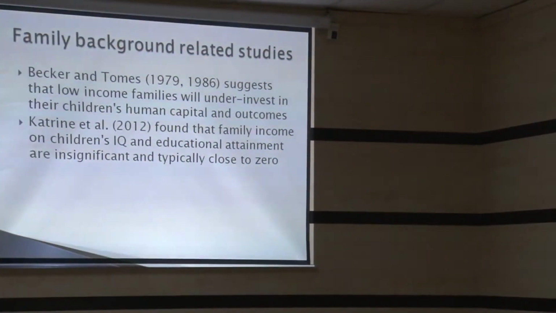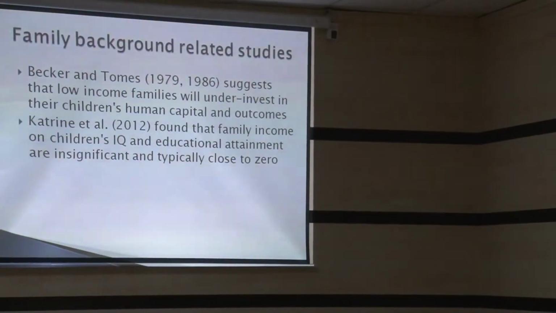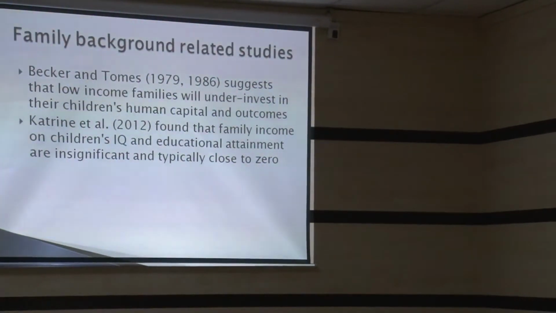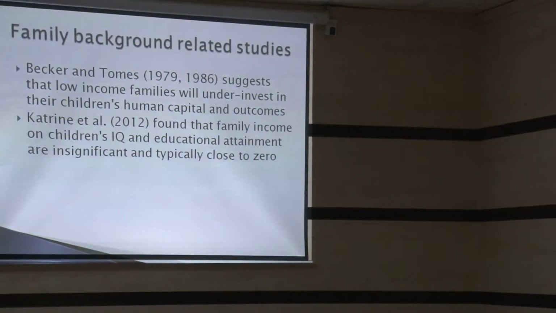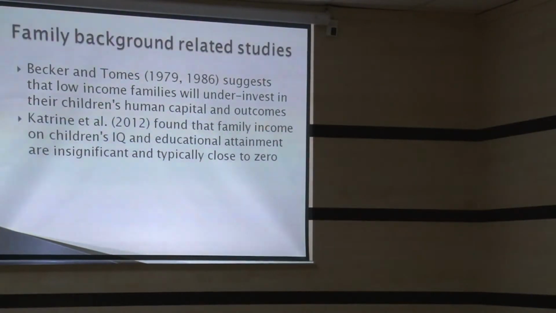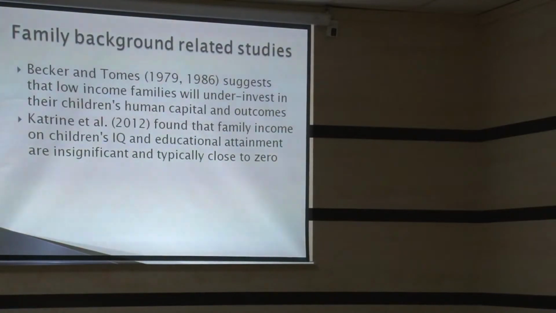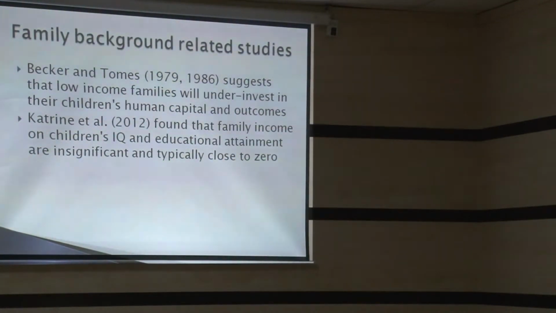But we have opposing findings from another study by Catherine et al. in 2012, that found that the effects of family income on children's IQ, intelligence quotient, and educational attainment are insignificant and typically close to zero. That means that children from poor family backgrounds could also have equal access to education and attend a very good university, just like any other children coming from better family backgrounds.